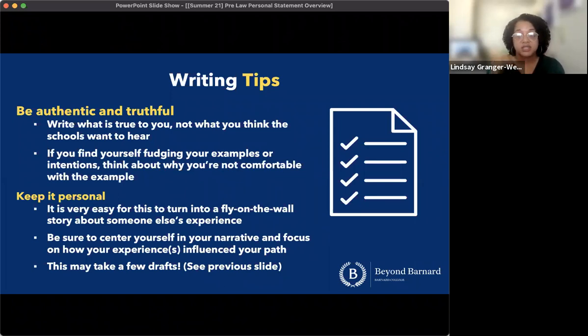So instead of just saying what you saw, discuss how you felt, discuss how that impelled you to act, discuss certain things that you may have done or things that you took from that experience that now put you in this place to apply to law school to address some of those things. It may take a few drafts for sure.